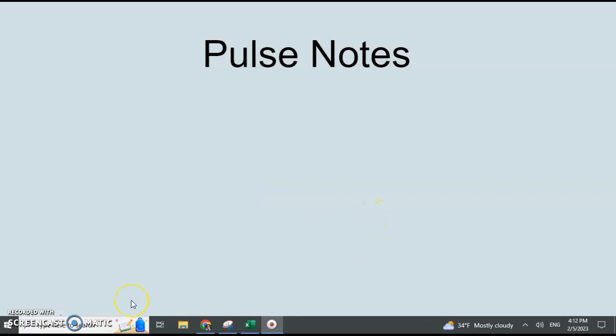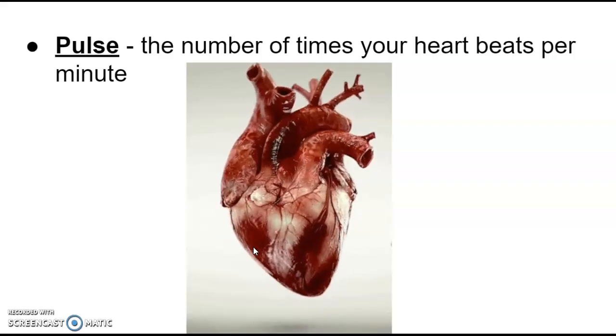Today we are going to talk about pulse. So you will need your notebook or your note packet for this. The first thing we're going to do is write down what your pulse is. Your pulse is the number of times your heart beats per minute.